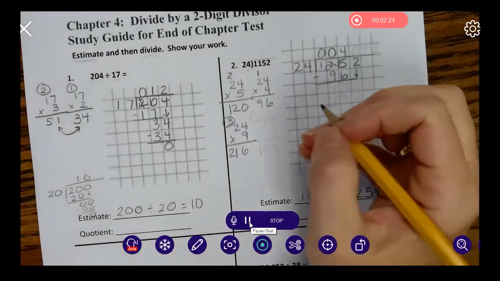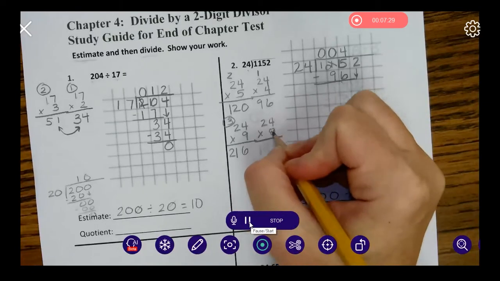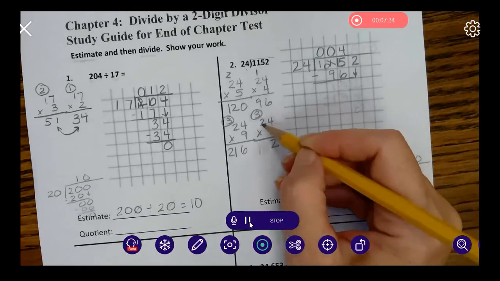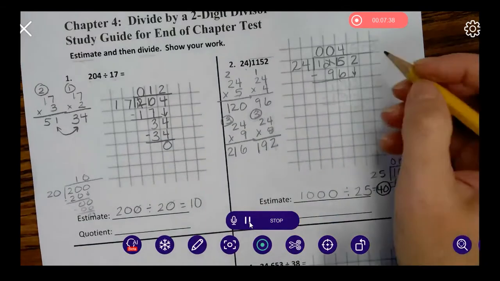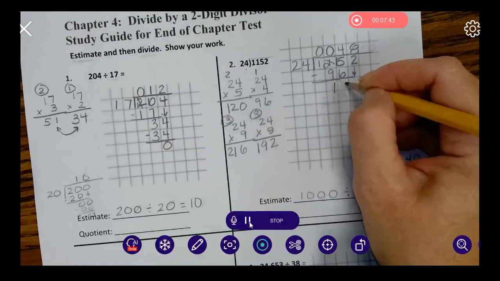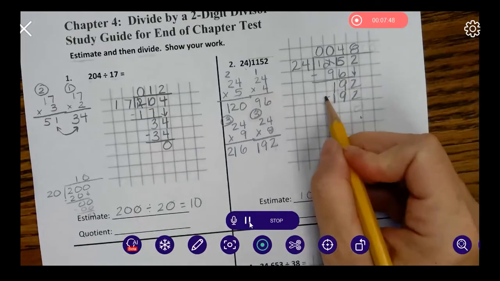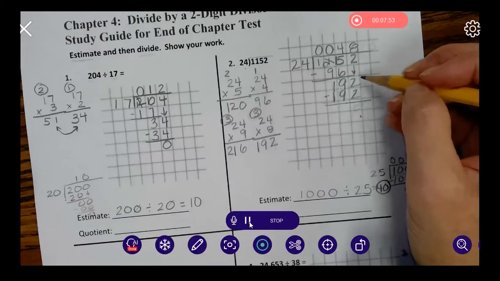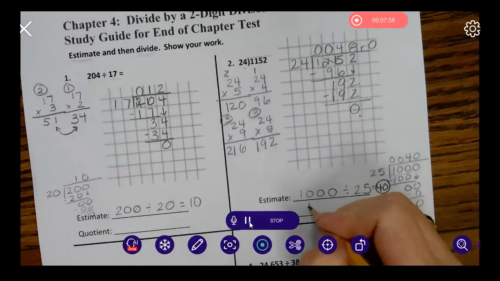Okay, so now we're going to do 24 times 8. 8 times 4 is 32. 8 times 2 is 16, 17, 18, 19. So we have 192. So that was an 8 here, and we had 192 here that we brought down, 192. Okay, all right. Now that's 0. So we have remainder 0. So our answer is 48.